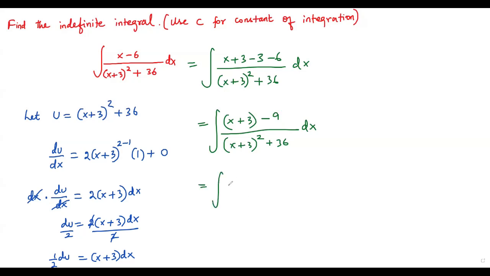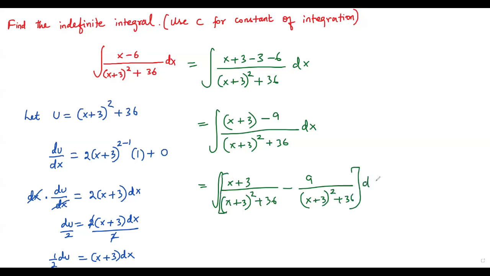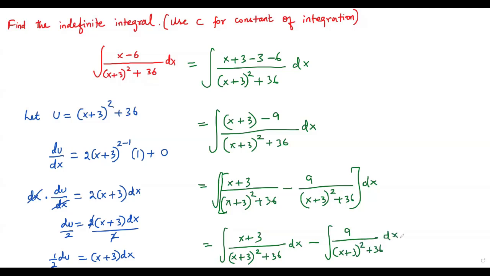Then I'm getting the integral of (x + 3) over (x + 3)^2 + 36, minus 9 over (x + 3)^2 + 36, and the complete stuff has to be multiplied by dx. Okay, now what we can do is distribute this integration to this term and this term. So when I do so, I'm getting the integral of (x + 3) over (x + 3)^2 + 36 times dx, minus the integral of 9 over (x + 3)^2 + 36 times dx. Okay, now we can evaluate each integration separately.